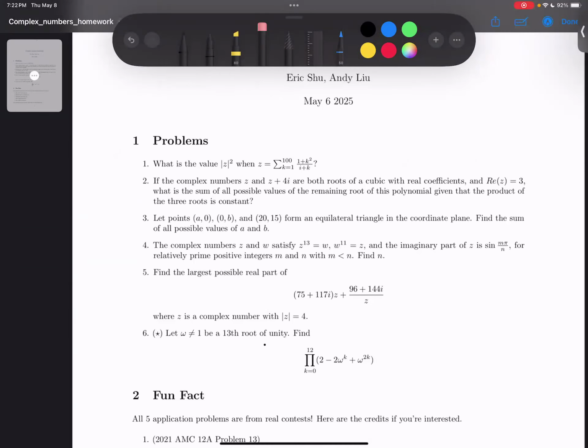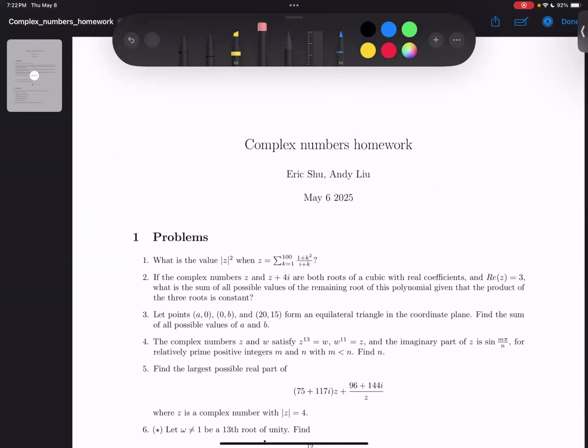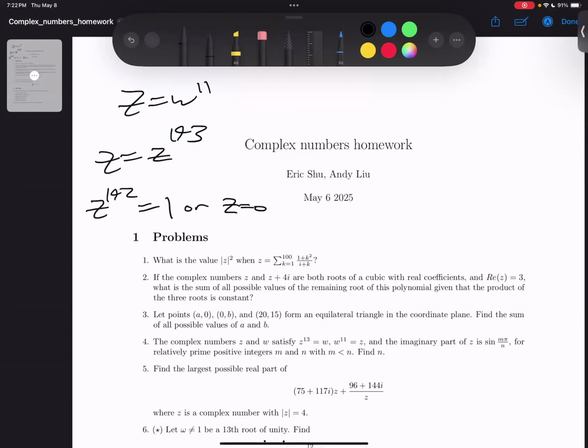Sure, okay. Number 4. So we write z to the 13 is equal to w. So z is equal to w to the 11, which means that z is equal to z to the 143, because 143 is 11 times 13. So that means that z is equal to 0, or z to the 142 is equal to 1. And so that means it's a 142nd root of unity, of the form 2 pi k over 142, aka pi k over 71. So the answer is 71.